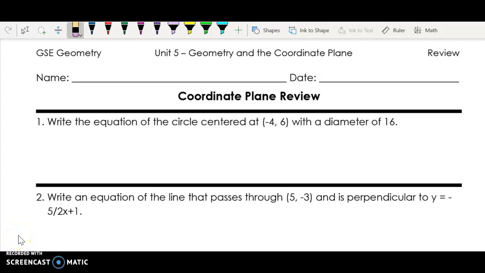Here's our coordinate plane review for today. Our quiz is tomorrow. This first problem, we're going to write an equation of a circle centered at -4, 6 with a diameter of 16.